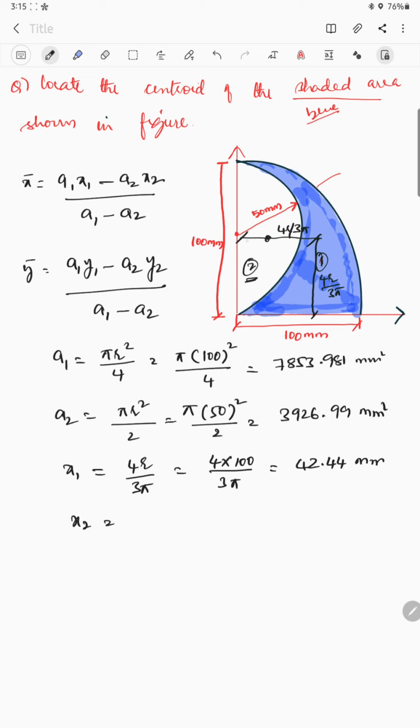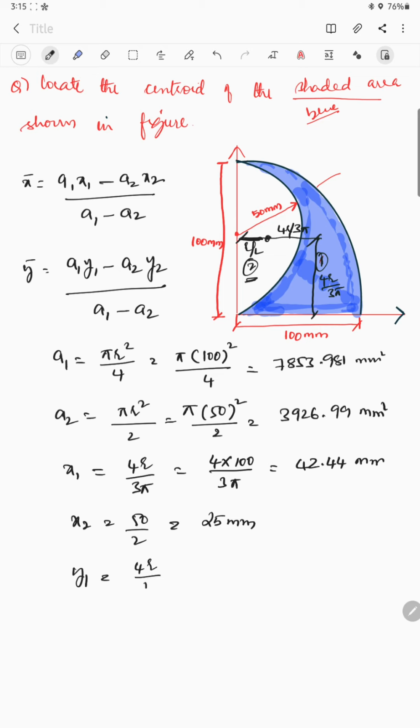Then what about x2? This is the centroid, so this distance will be how much? Again, r by 2. So r by 2 is how much? 50 by 2, which is equal to 25 mm. So we got x1 and x2. We'll go for y1.